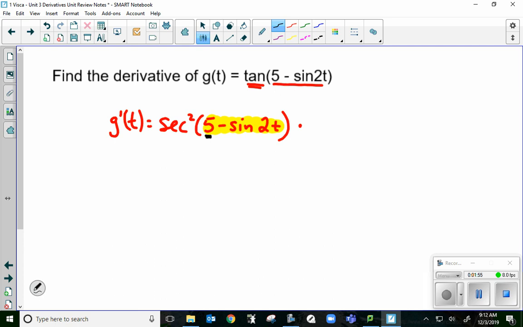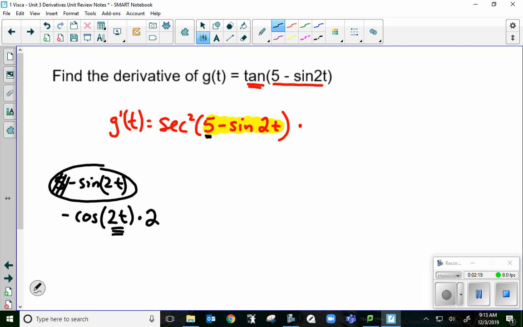So I'm going to do this off to the side here. 5 minus the sine of 2t. If I take the derivative of this, well, 5 goes to 0. And the derivative of negative sine of 2t is negative cosine. Okay, and the inside stays the same, 2t, times the derivative of the inside, which is 2. So I've got to do the chain rule here and from when I first started. Okay, so I have to do the chain rule twice.